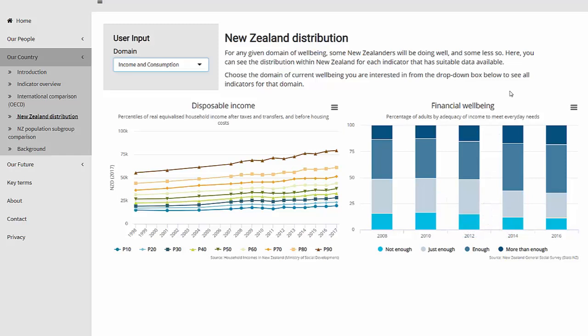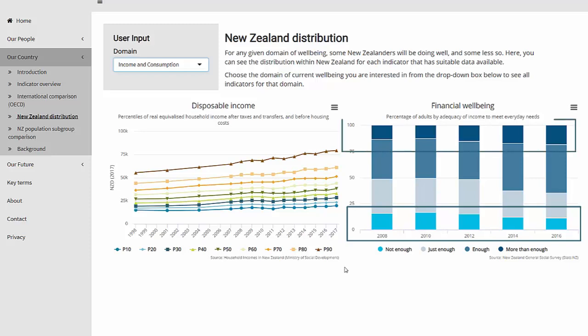Let's look at the distribution of financial well-being in New Zealand. The proportion of people who do not have enough income for everyday needs has been decreasing since at least 2008, particularly between 2012 and 2014, and the proportion of people who have enough, or more than enough, has increased since 2008.